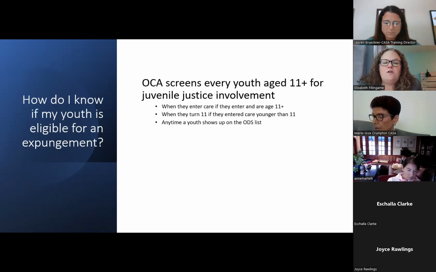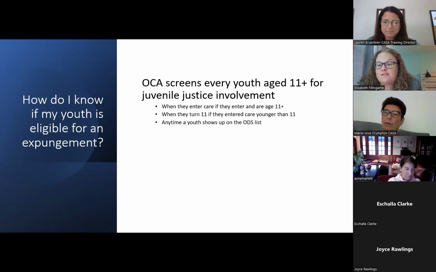All right, so how do you know if your youth is eligible for an expungement? OCA, and by OCA, I really mean me, screens every youth aged 11 and up, and we set it at 11 because that is the minimum age at which children in Delaware can be charged criminally. So we screen every youth aged 11 and up for juvenile justice involvement. We do this through our database, which is called Apricot. So I do this at 3 separate time periods. When they enter care, if they are 11 or older at the time they enter care, they automatically get screened then. So we at least have a baseline.